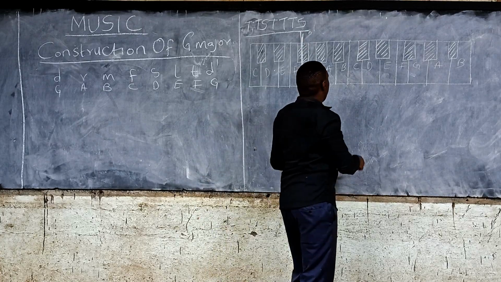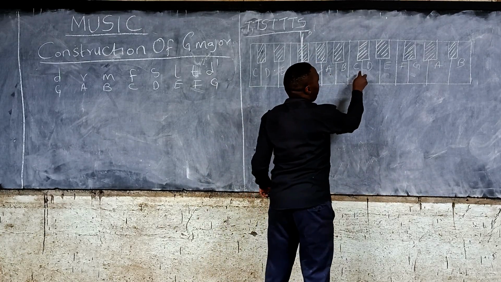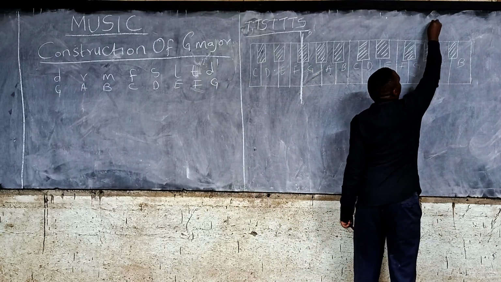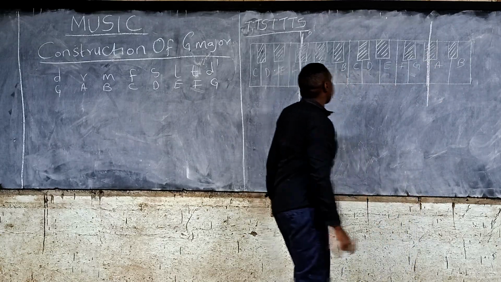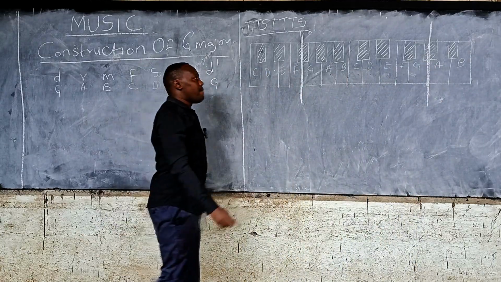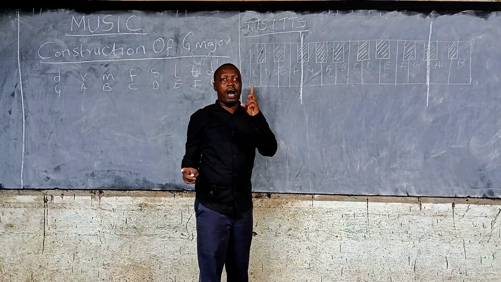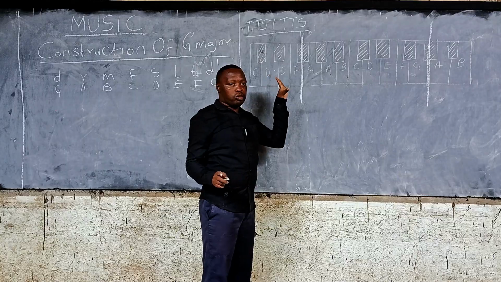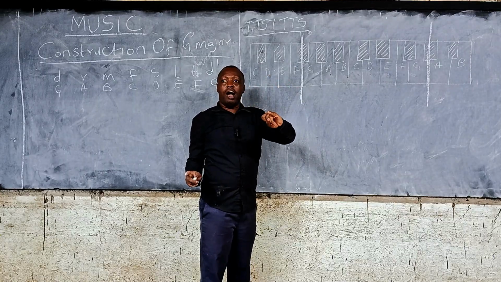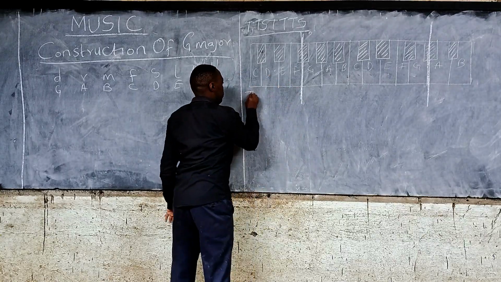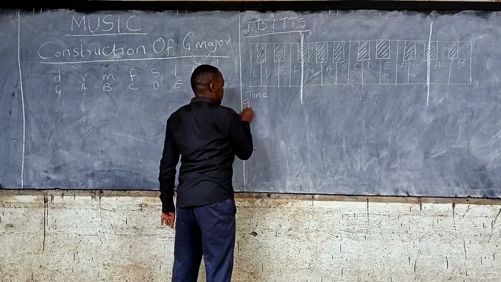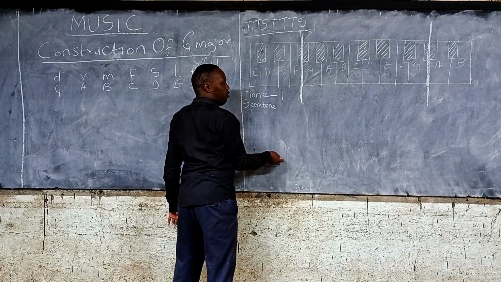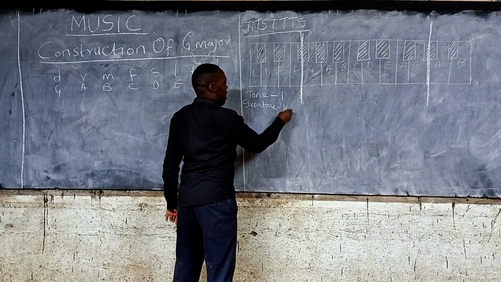Where G is, and we end where G is. Do, re, mi, fa, sol, la, ti, do. So we are going to end it here. That is where we finish it up. Now we make ourselves remember we have two things that are separating the melody. We had the tone and we had the semitone, and this we said it is one whole, and this one we said it is half.